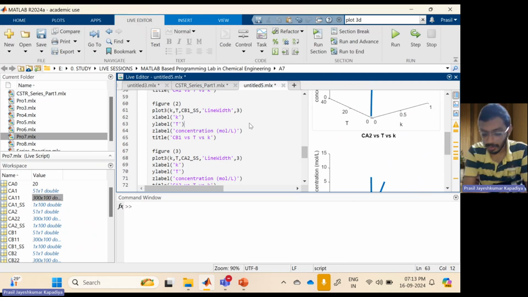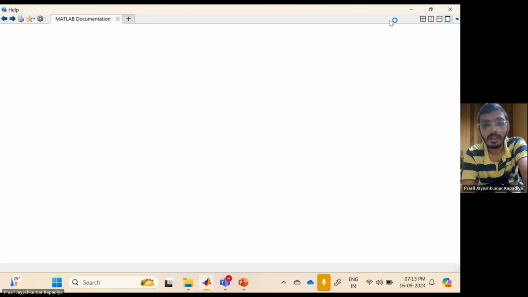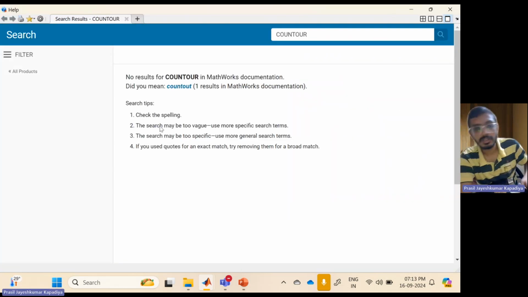So what we have learned from this problem: first, we have learned how to use the ODE45 solver. Then second, how to write down our own function. Third, how to estimate if our process is at steady state or not. And the fourth thing we learned is how we can plot a three-dimensional chart. Can we plot a contour chart? Let me try it. I'm just not sure. Contour. I'm just willing to see if it works.